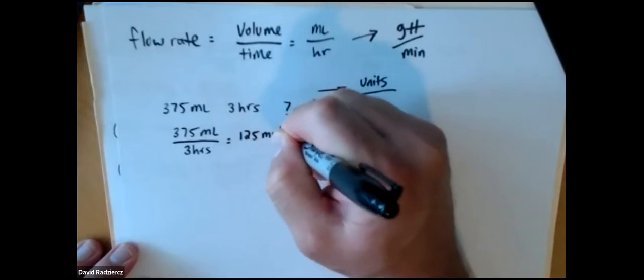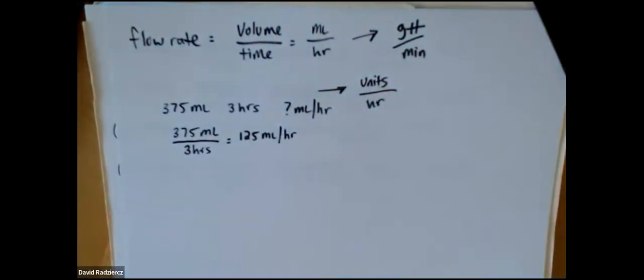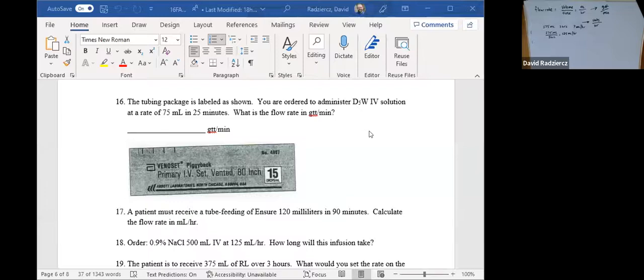125 milliliters per hour. Notice that there's no available, there's no ordered over have. It's just the volume and the time, and then reducing it to its simplest form. Okay, so that's probably the most straightforward approach when we're talking about flow rate.